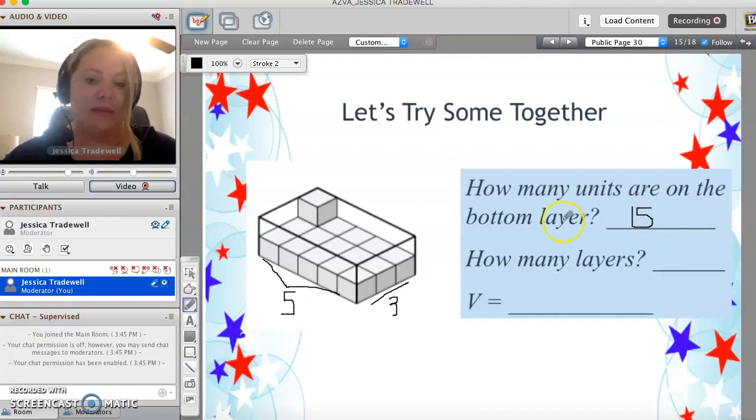How many layers? This one right here is your big clue. You have 1, and then there's 1 underneath it. See how it's sitting up top? So we have 2 layers. So we have 2 layers of 15 cubes stacked on each other. So 15 plus 15, 2 times 15. Go ahead and put in your volume. Write it on that whiteboard.